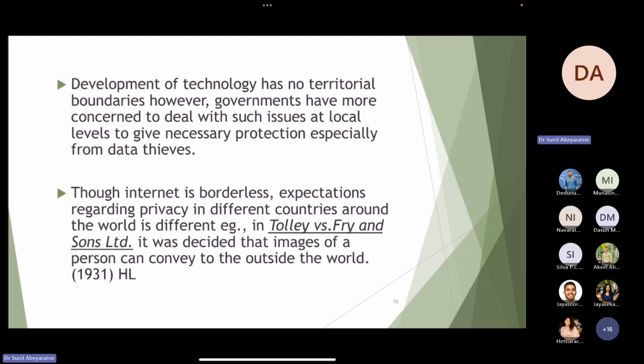Now there are various websites today that we are using. They ask various questions before you enter into an agreement with them. So we must be careful. Of course, now we have a data protection law, but at the moment, this is not activated yet because the government has to set up a data protection commission.